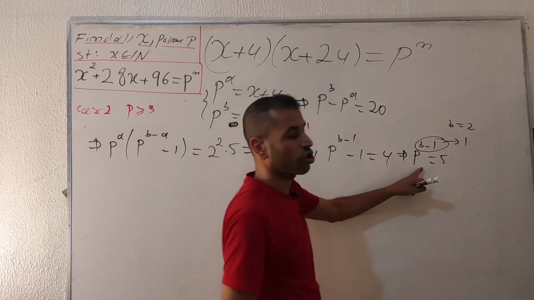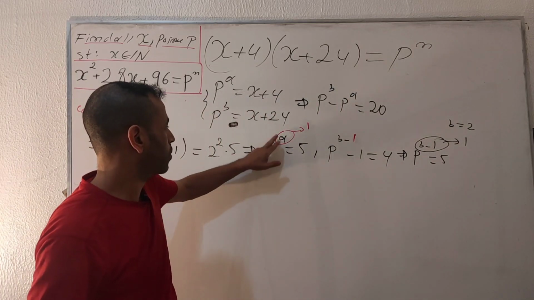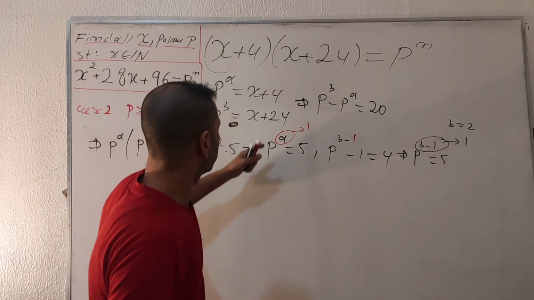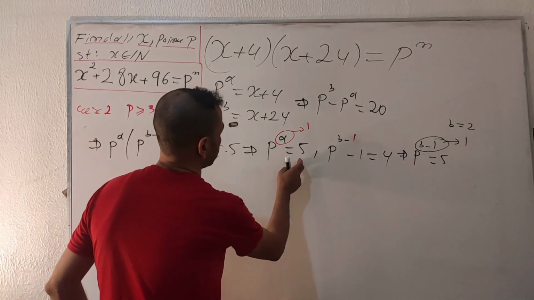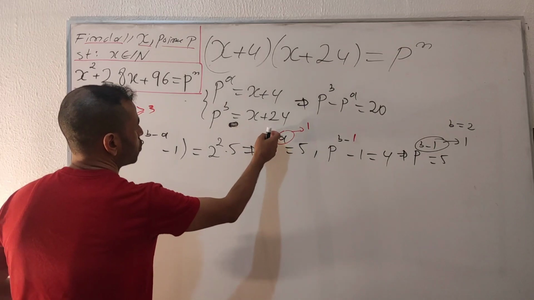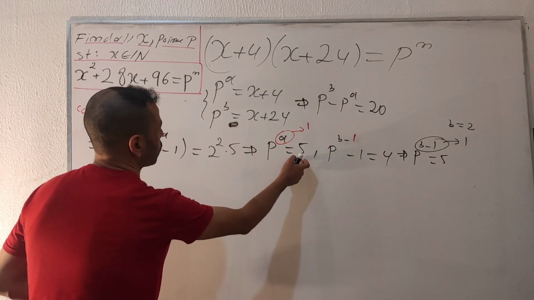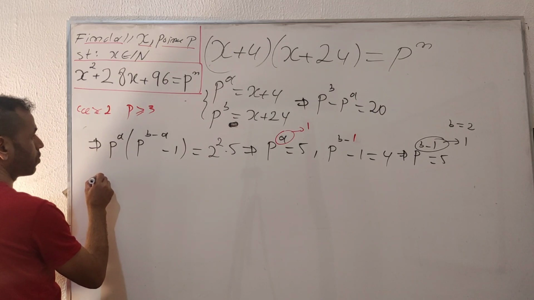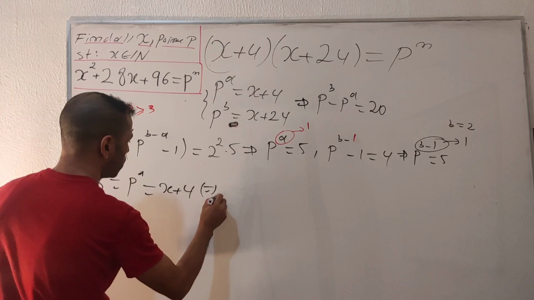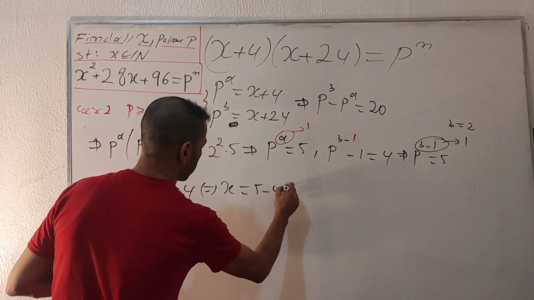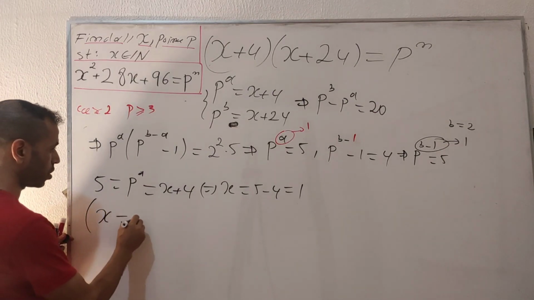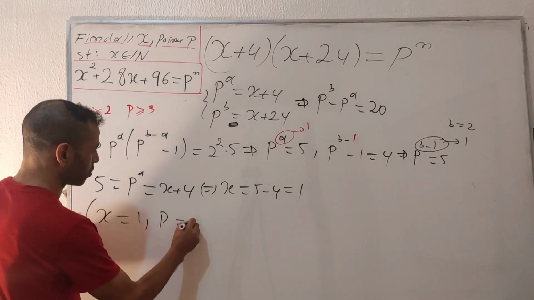So this is just an extra step. We would stop here since we found p equals 5. Now to find x, I'm simply going to replace the value 5 into this one, because we know p to the a equals 5. I get 5 equals p to the a, which equals x plus 4, which means x equals 5 minus 4, which equals 1. So I get a nice solution here, which is x equals 1 with p equals 5.